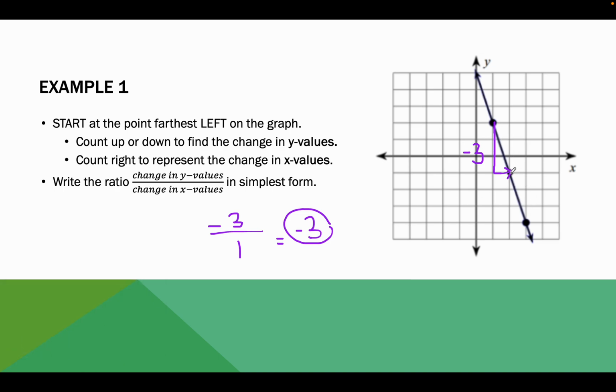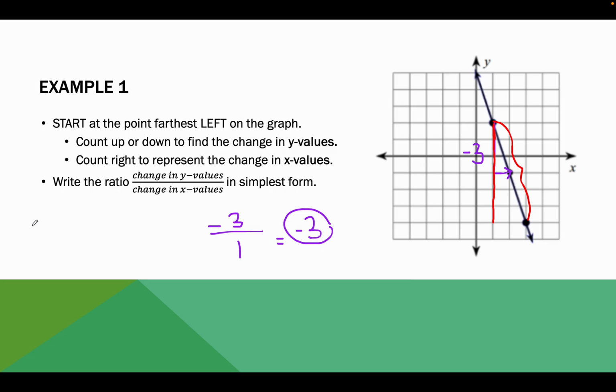I chose to stop at this next one. I could have continued on to the last one if I wanted. Let me show you how that would slightly change our work but keep the same answer. So if I started here but went all the way down to here, I'm going to go 1, 2, 3, 4, 5, 6 spaces down.